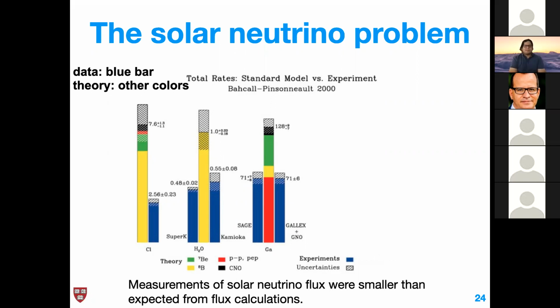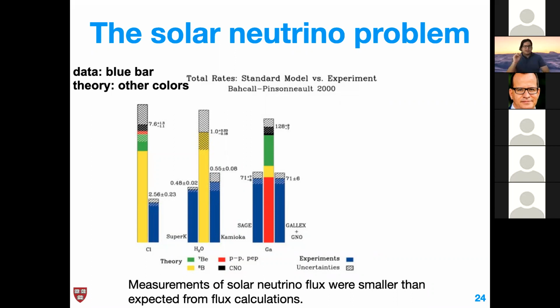So these plots are a little complicated to read, but what you have to notice here is that the data in these plots, made by John Bahcall, is shown as blue bars, and the theory is shown in yellow. The blue bars that are next to it, sort of like a rocket, are experimental measurements. What you can see here is that the theory lines are just too high with respect to experimental measurements. And what that means is that you see too few electron neutrinos from the sun compared to what you expected.